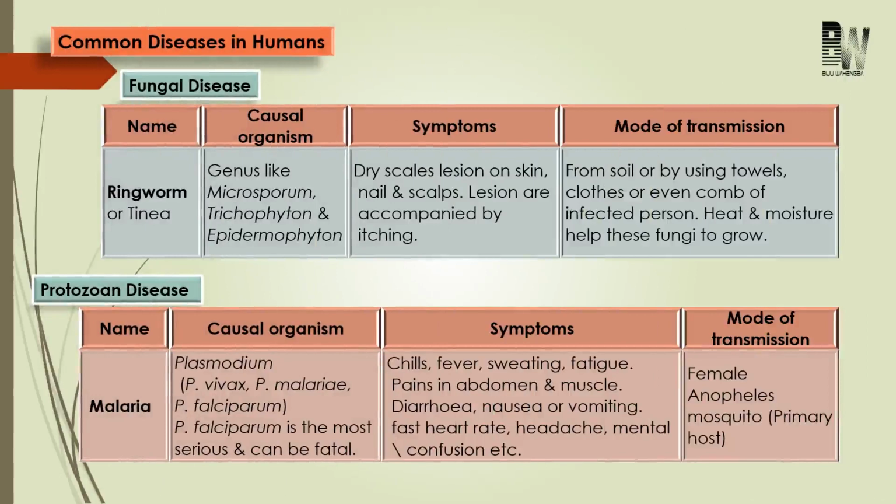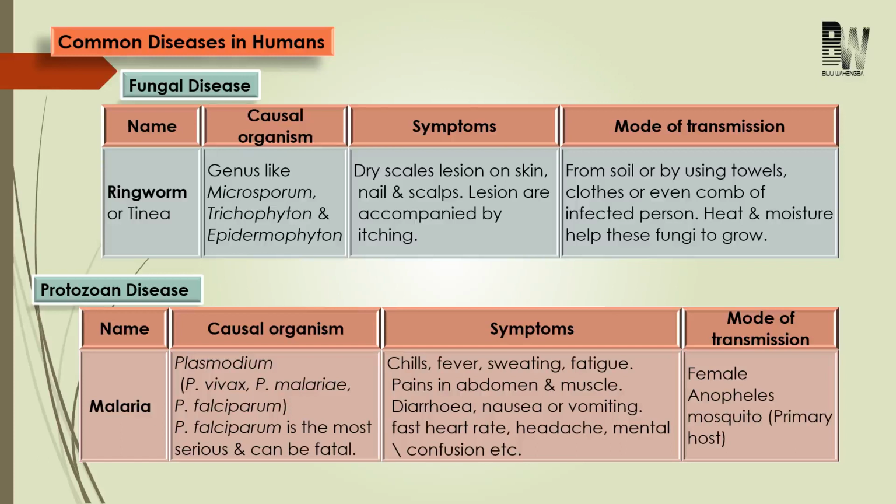Next, come to fungal disease, that is ringworm. As the name indicates, ringworm is not caused by any kind of worm, but it is one of the most highly infectious fungal diseases of the skin or scalp. This ringworm is also known as dermatophytosis. This particular disease is caused by fungi by the name Microsporum, Trichophyton, or Epidermophyton. These are different types of fungi which can cause ringworm.